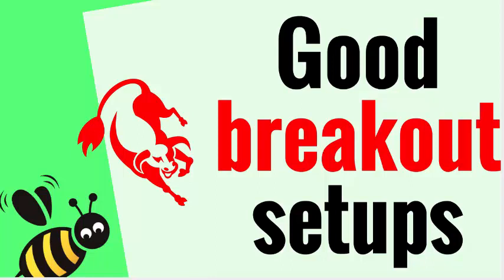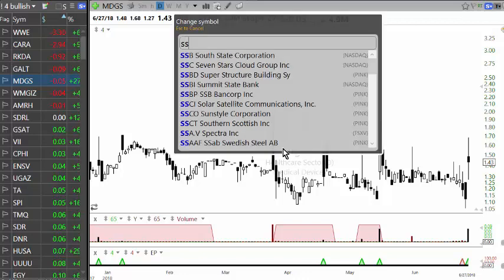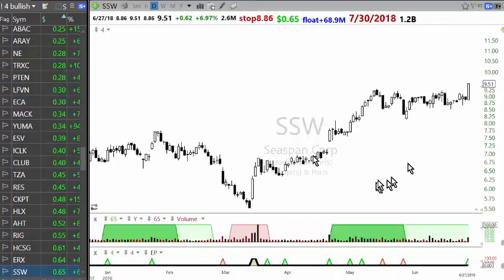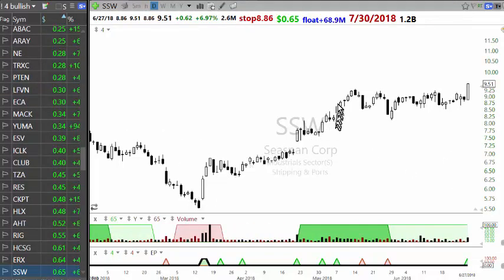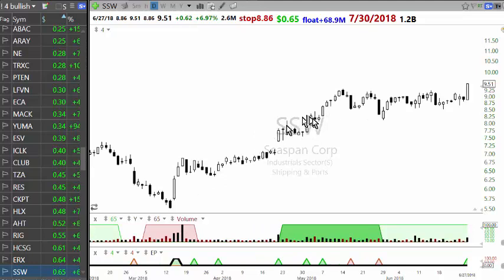L stands for linearity of prior move. What you're looking for is a prior move. Let's take an example of one of today's breakouts which I bought, SSW. Now this is the prior move. The prior move was very linear in the sense that the stock went up without much of a correction. So that was a very linear move.